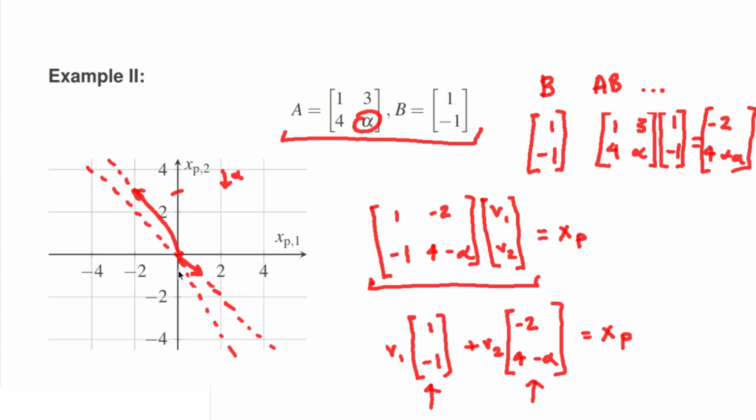Well, we can see from our picture that it's true for almost every single value of alpha. This corresponds to a line with slope minus 1 going through the origin. So as long as this vector here doesn't collapse onto this line, our system will be controllable. And so the system will be controllable for all alpha not equal to 2.